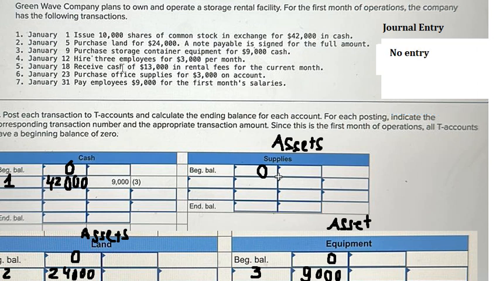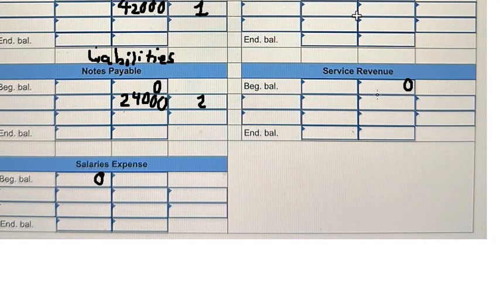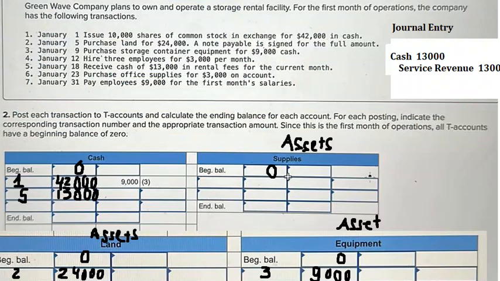Number 5, we receive cash of 13,000 in rental fees. That means we got the cash, and that's from service revenue. So we have 13,000 here. We put about 13,000 in here, and this one is number 5. And we go to service revenue. So we put this number in here, and this is for number 5.